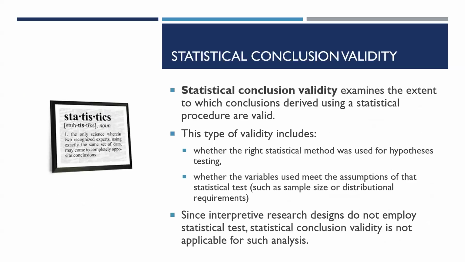All right, so statistical conclusion validity. This examines whether or not we did the math right, to which conclusions derived from our statistical procedures are valid. Did we use the right statistical method? Were we comparing differences in mean test scores between groups? So we did a t-test, right? If you try to do a correlation, that's not two continuous variables. It's just two groups. It's a group variable. And then the scores, that's a continuous variable. We would do a t-test, right?